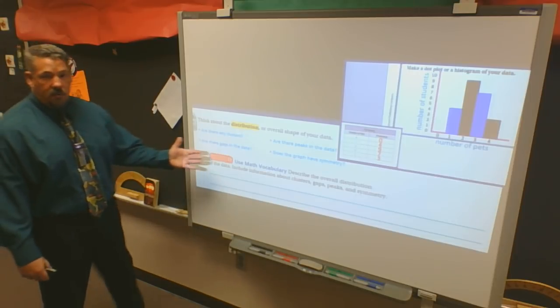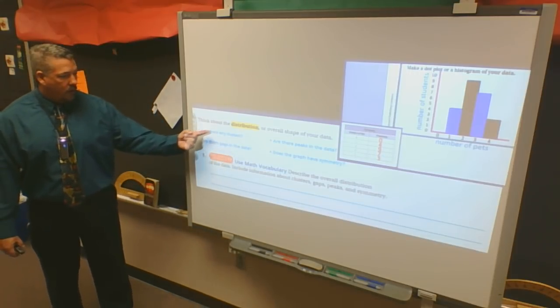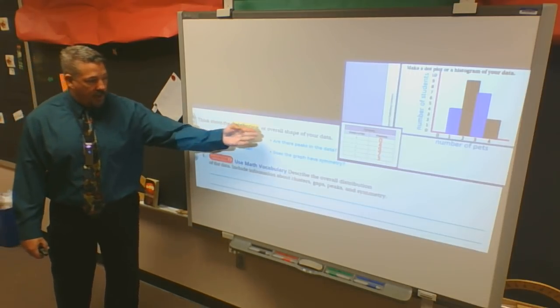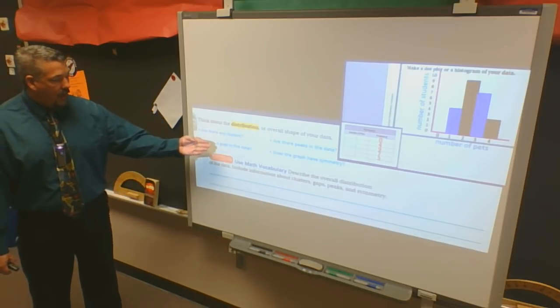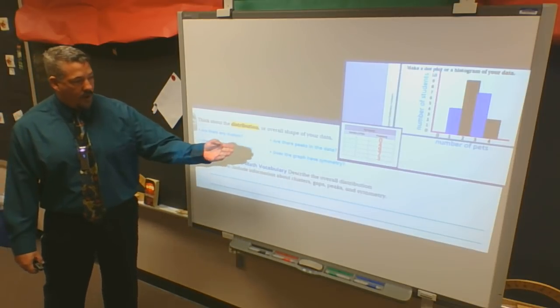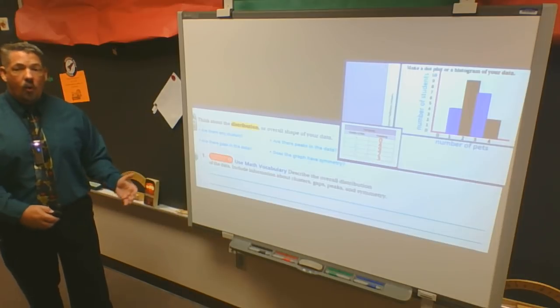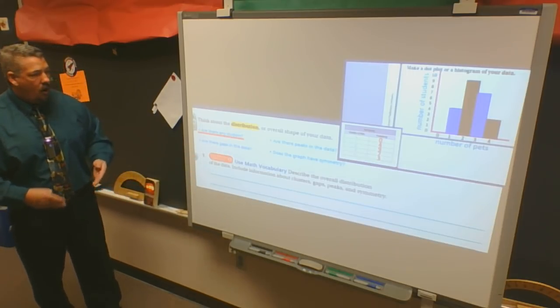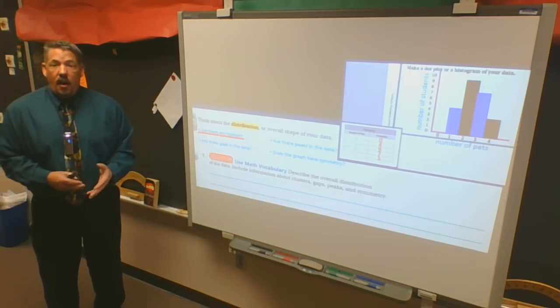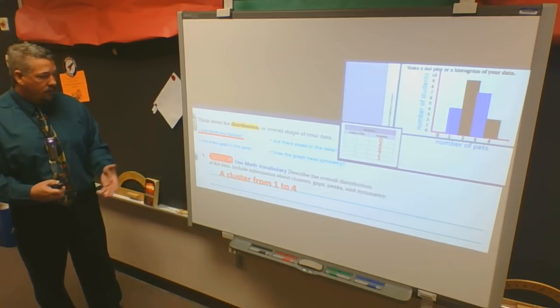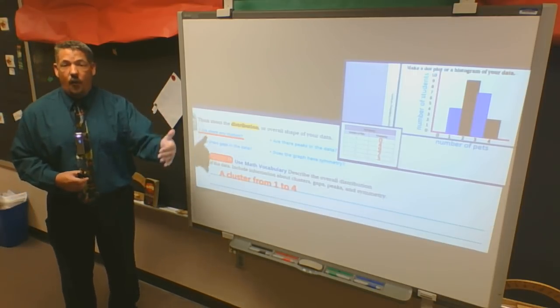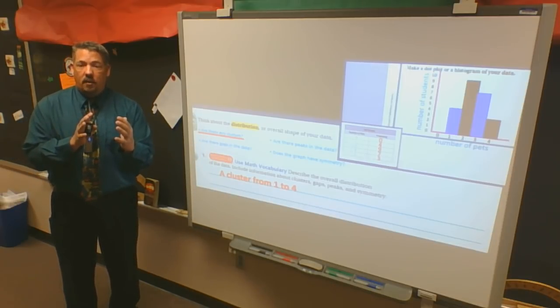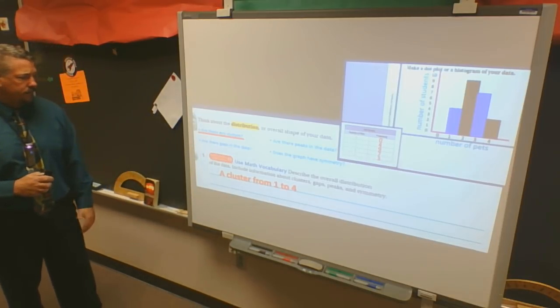We have 4 different questions we're going to answer. Are there any clusters? Are there peaks in the data? Are there gaps in the data? Does the graph have symmetry? All right, so question by question, we're going to answer on these 2 lines. Are there any clusters? Yeah, the majority of the answers for the clusters are between 1 and 4. It's where everything is located. So that would be my cluster.